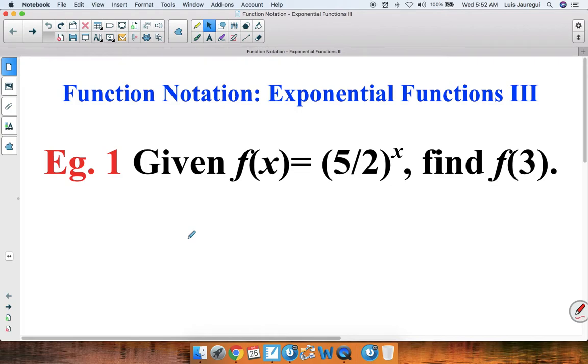Welcome! In this video we'll be looking at function notation with exponential functions part 3. Let's take a look at our first example.